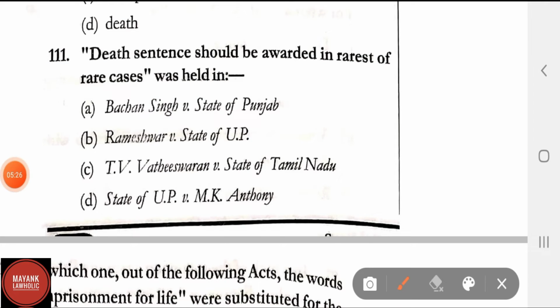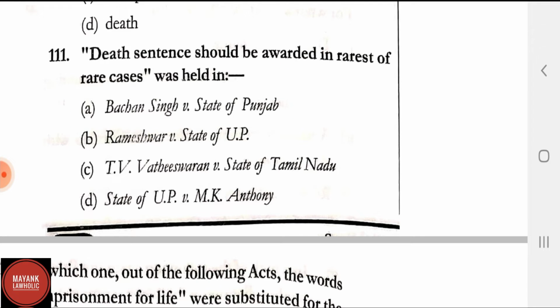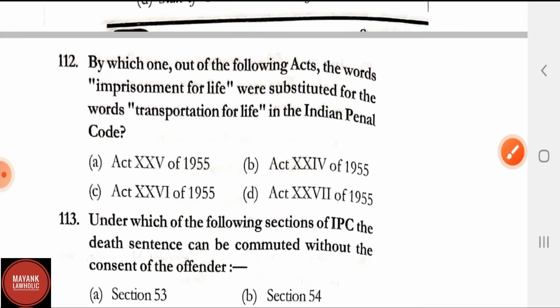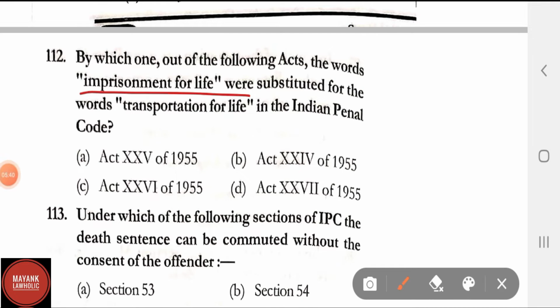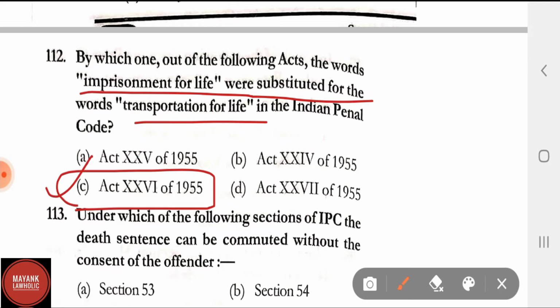Question number 111. Death sentences should be awarded in rarest of the rare cases was held in. Correct answer is Bachchan Singh versus State of Punjab. Question number 112. By which one of the following acts the words imprisonment for life were substituted for the words transportation for life in the IPC? Correct answer is option C, that is Act 26 of 1955.